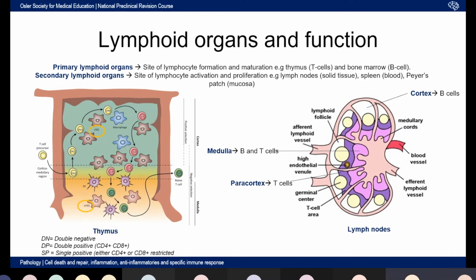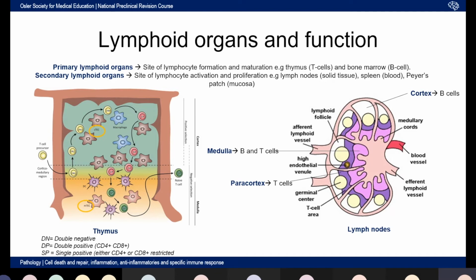So, an easy way to remember this: those big circles that you see are called germinal centers, and they're where you primarily find your B cells. So that's within the cortex, those massive circles.